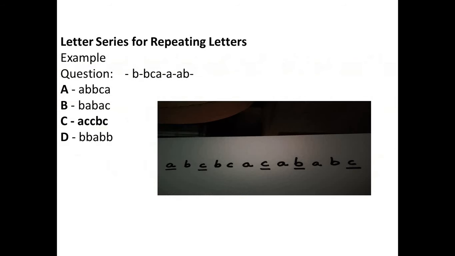Okay. Now we'll see some examples, like a letter series for repeating letters. Here you see they are given 5 dashes. We have to fill the dashes with any of the options. Here the option is option C. See, if you fill that option C, you get A, B, C, B, C, A, C, A, B, A, B, C. See, there is some rhythm in this, like a continuous order. Hence, the option is option C.